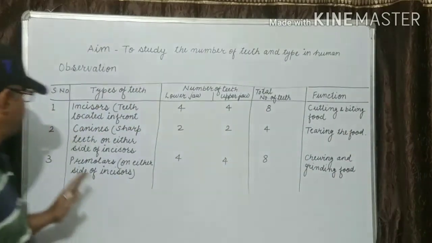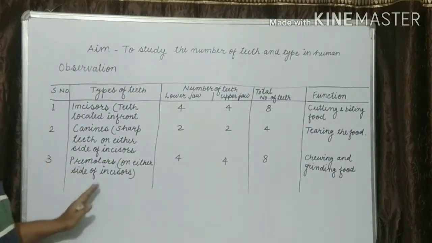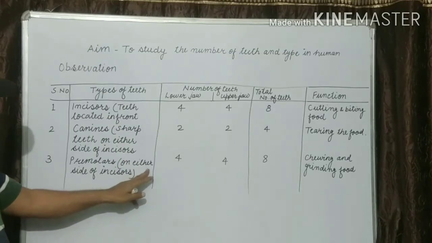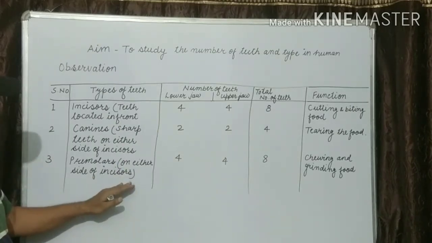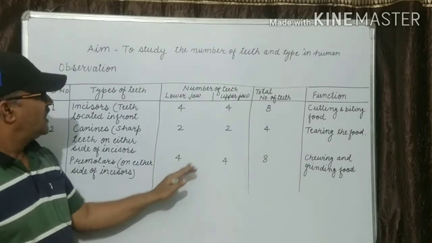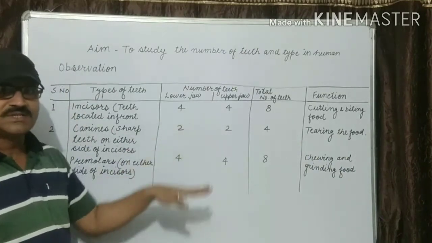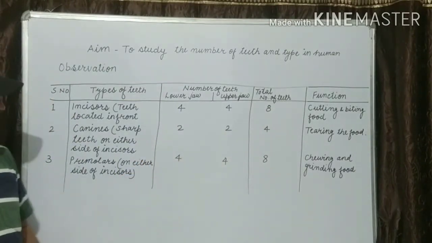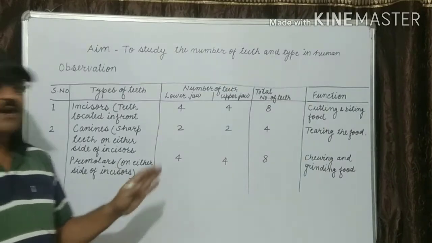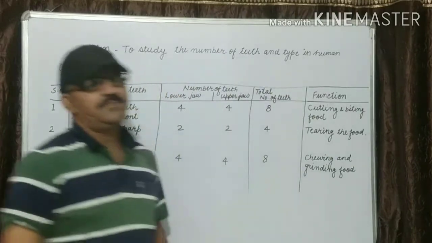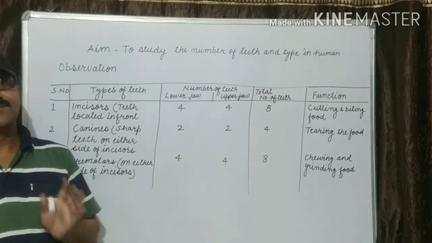Third number, which type of the teeth? What is the name of that teeth? That is premolars, where they are present on either side of canines. What is the number of premolars? They are 8, 4 in lower jaw and 4 in upper jaw. So what is the total number of premolars? They are 8 in number. And what is the function of premolars? They help in chewing and grinding the food.